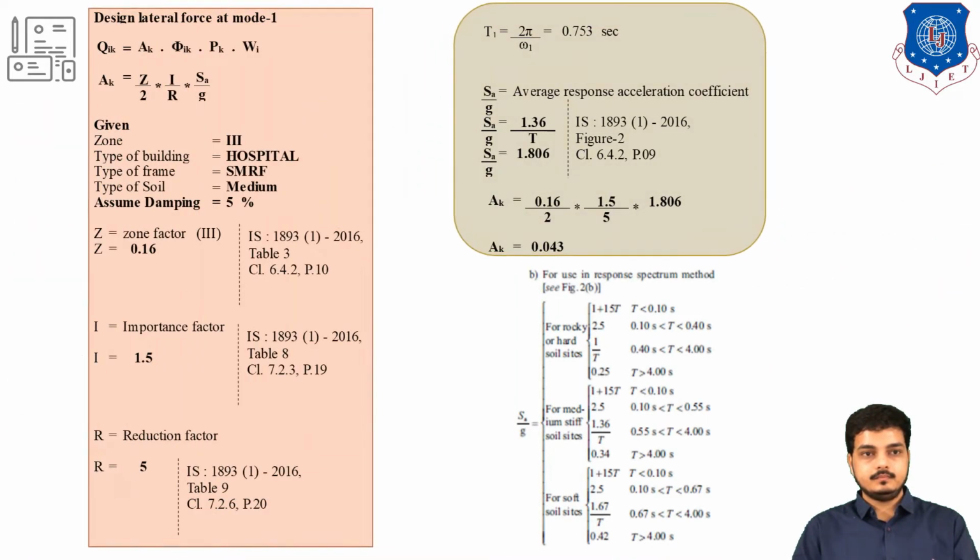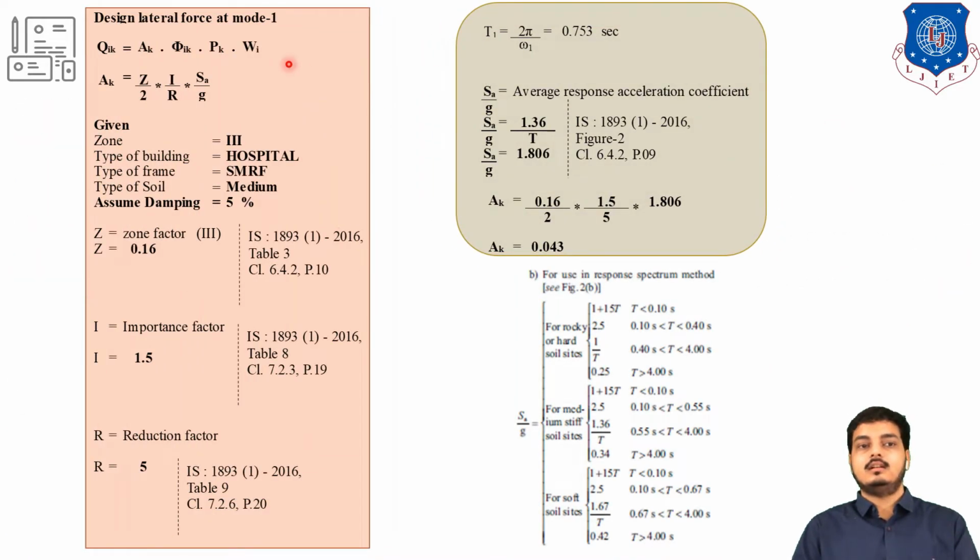Now, this is a kind of the previous step in which we were finding out the Qi in the sense of shear, and for that we were using the Ah value. Now here the equation is a little changed and the fundamentals are similar. So the design lateral force at mode 1 is given on the same page, 24-25.